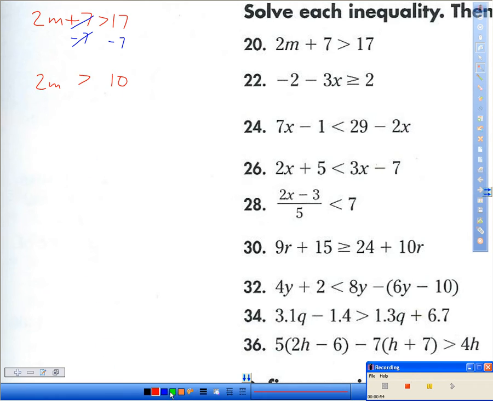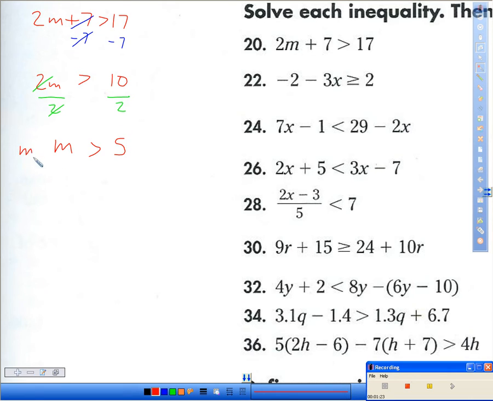Well, the last step that we need to take to solve that inequality is to divide the left by 2 and divide the right by 2. 2 divided by 2 gives us 1, so on the left-hand side of the inequality we have m. On the right-hand side, 10 divided by 2 gives us 5. Again, we divided by a positive number, so we're going to keep the sign the same. This tells us that all of the numbers that are greater than 5 will make that inequality true.